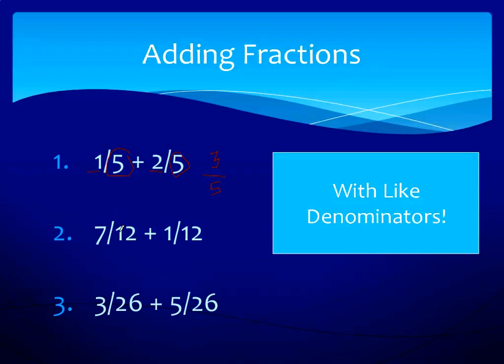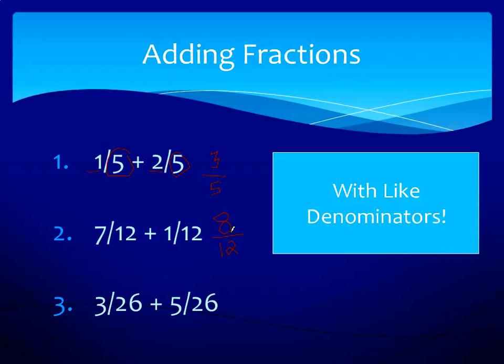Okay, the second one here, I have 7/12 plus 1/12. My denominators are the same, so I'm going to add my numerators. 7 plus 1 gives me 8. I keep it over the same denominator. And then I just need to go back and make sure that it's reduced. So, again, I'm looking at my divisibility rules. Since both of these numbers, 8 and 12, end in an even number, I know it's divisible by 2.